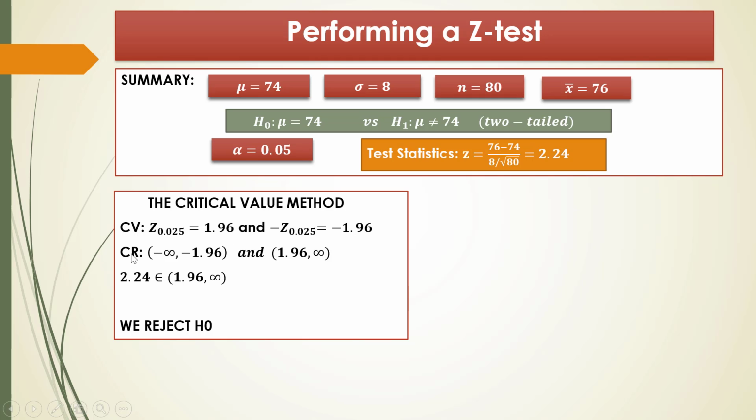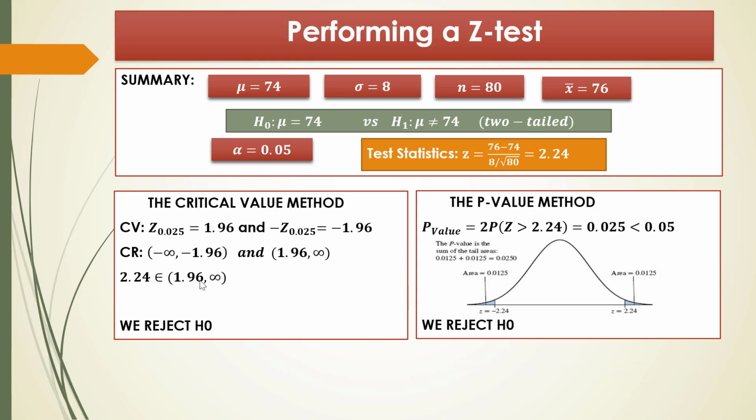The critical region is the area that stays away from the center, so it should be on the left of the negative value and the area to the right of the positive value. So we have negative infinity to negative 1.96 and 1.96 to infinity. And we see that 2.24 here, the test statistic, falls into the right critical region because 2.24 is greater than 1.96. So we reject the null hypothesis.